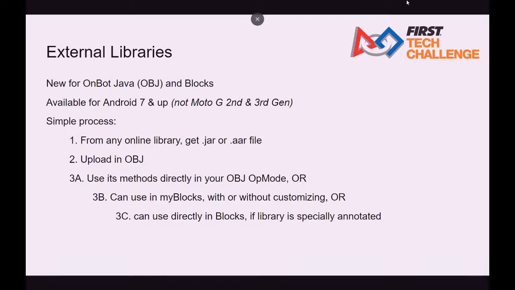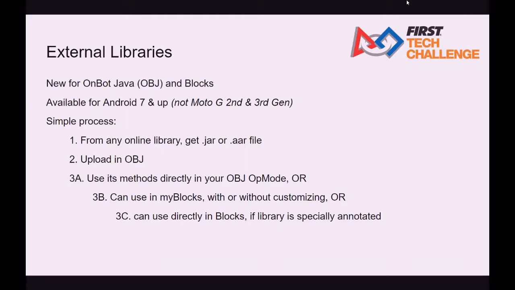External libraries are publicly available code that you might want to use in your robot programming. Libraries are available at websites or repositories called repos, and can easily be found using a Google search. FTC teams who program in Android Studio have always been able to incorporate external libraries into their own code. Now, with the 7.0 SDK, this feature is available to teams programming in on-bot Java and blocks.